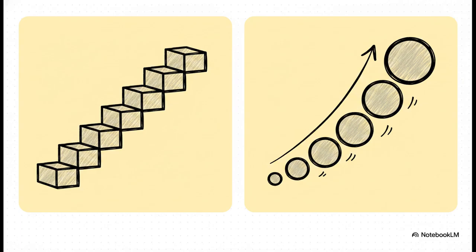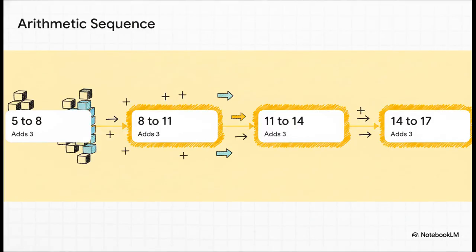On the right side, we have geometric sequences. These grow by multiplying or dividing by the exact same number each time. To test for this one, you divide a term by the one right before it. If that ratio stays the same, you've got a geometric sequence on your hands. Let's walk through our first example step by step so you can see it in action.